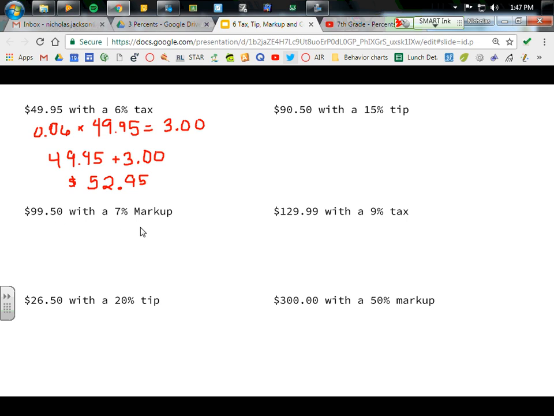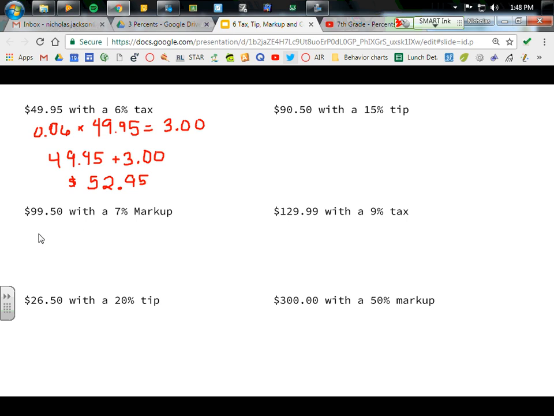Here's a markup problem. Now, most people might not be familiar with markup. That's, say like a store is selling merchandise, and maybe it only costs like $20 to produce this item. Well, the store wants to make a profit on this product, so they're going to mark that price up so that they can make a profit on it. All right, so the price will increase. Stores don't usually advertise this because it's how they make their money.